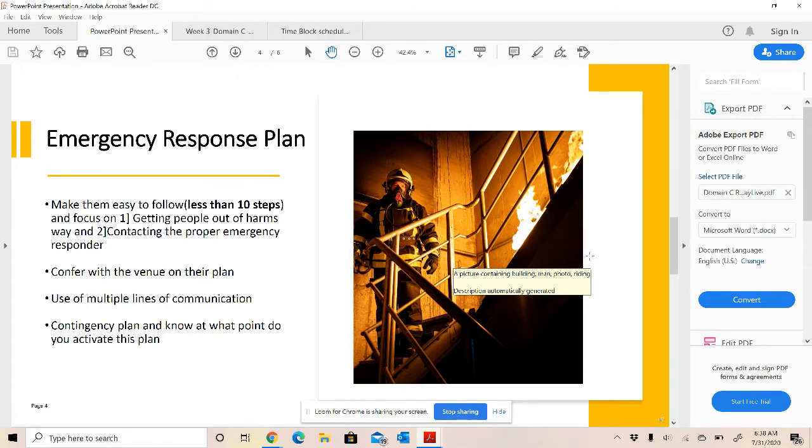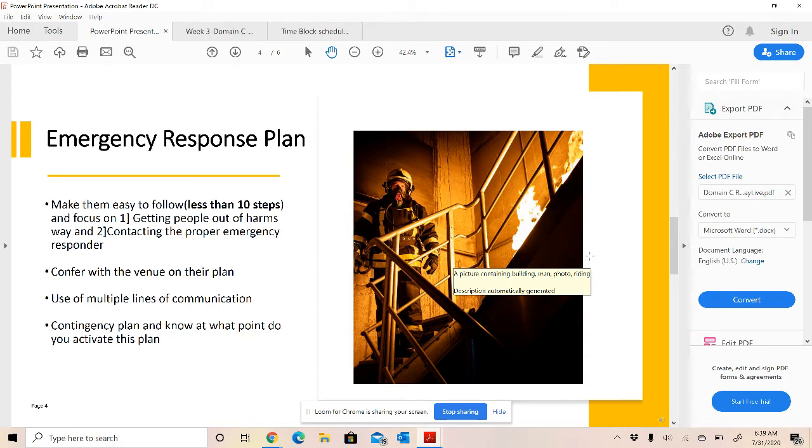Use multiple lines of communication. If cell phone towers were down, how else are you going to communicate within your group? Walkie-talkies, email. With cell phone towers being down, you probably wouldn't have internet either. So use multiple lines to be able to not only contact emergency response, but to know when to put the contingency plan into play, and at what point you activate this plan.